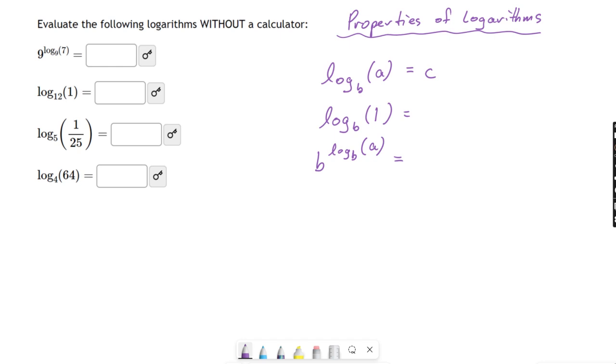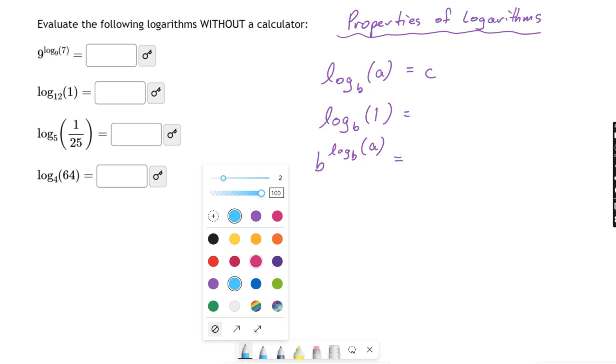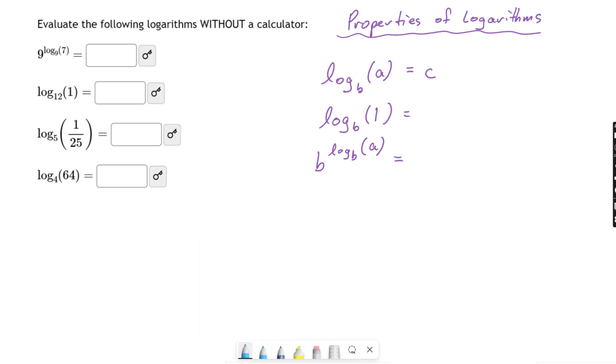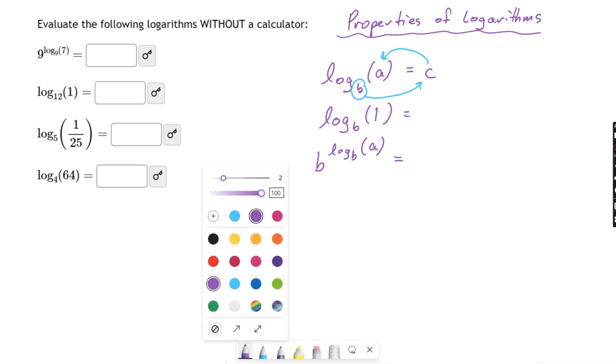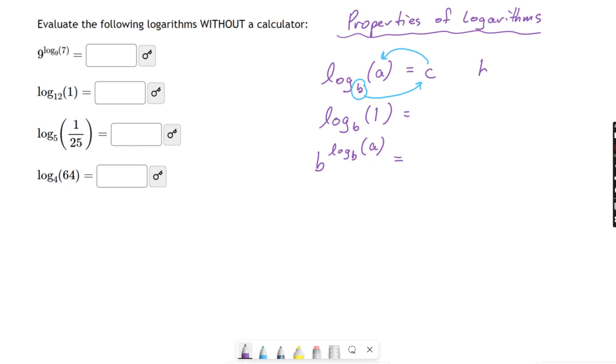When you see something like this, which just says the logarithm base b of a equals c, the way we interpret that is by thinking about what that means in terms of an exponential. What it means is b raised to the power of c equals a. This is always the way I break these things apart. Now, to write that as an equation, it looks like this: b to the power of c equals a.